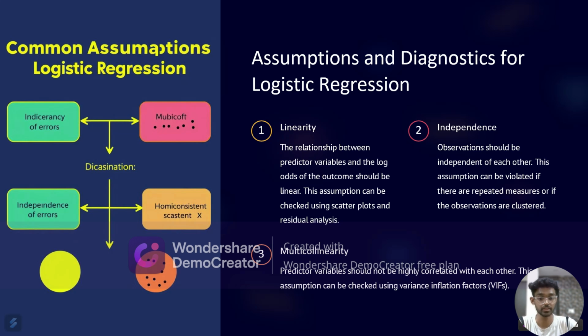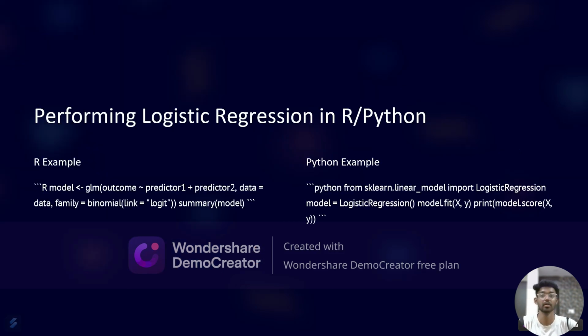Multicollinearity. Predictor variables should not be highly correlated with each other. This assumption can be checked using the variance inflation factor, VIF. Now, performing logistic regression in Python. Let's look at an example.